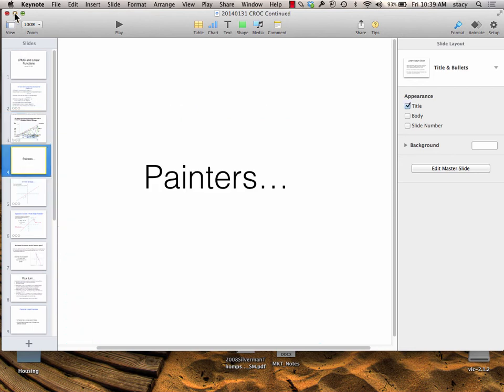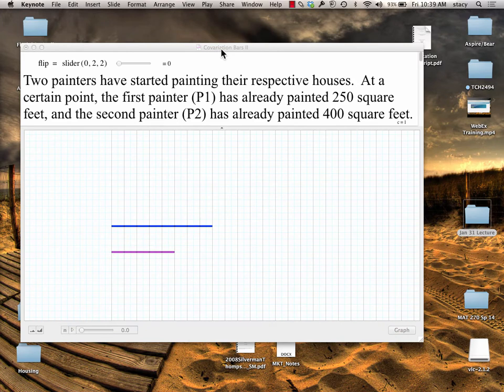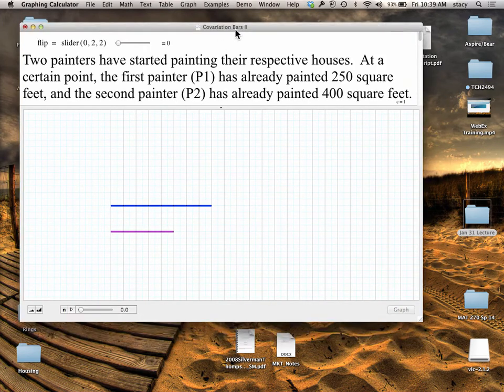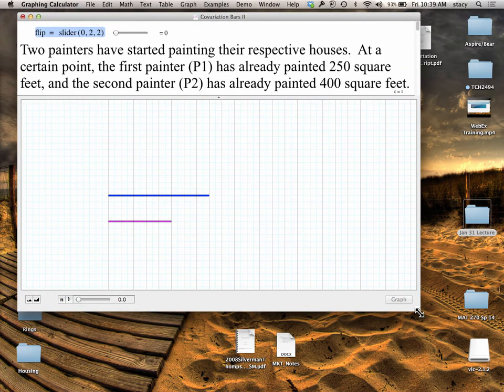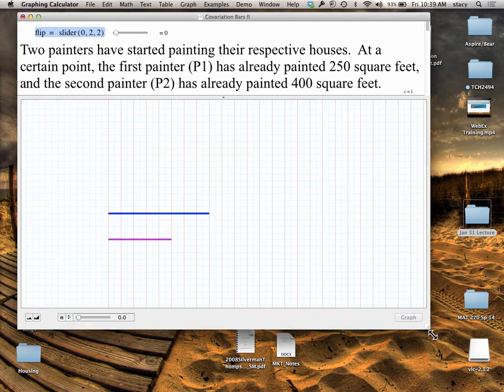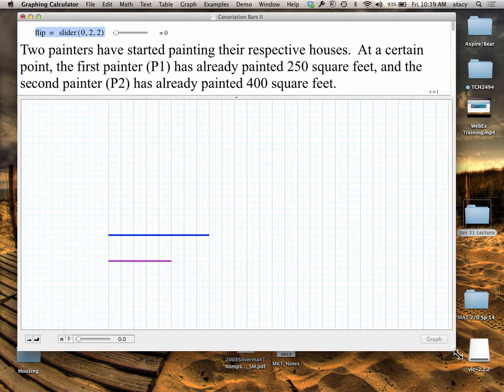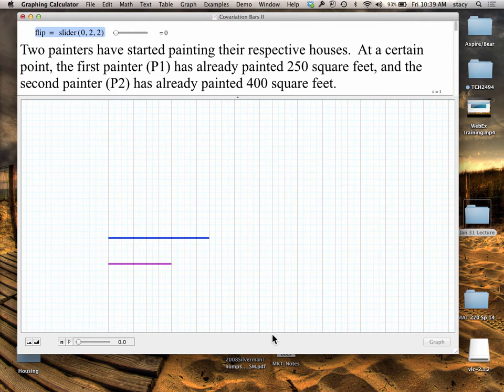Okay, so now let's actually see this in action. I've got a scenario again. We're not in Vegas anymore, but that's okay. Not all life is a party. So we've got two painters. They started painting their respective houses, right? They started in the morning. One painter painted 250 square feet. The other painter painted 400 square feet. Then they took a lunch break, okay? So this is where we're at.